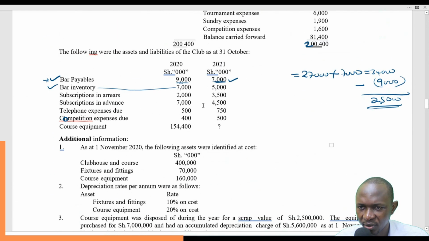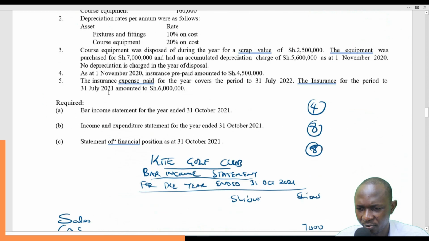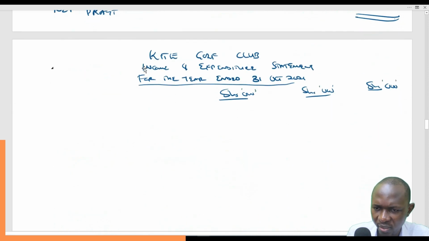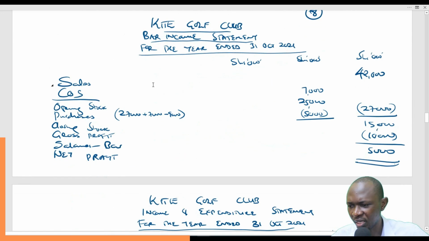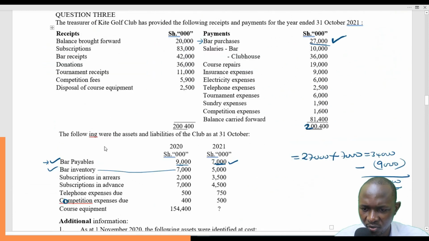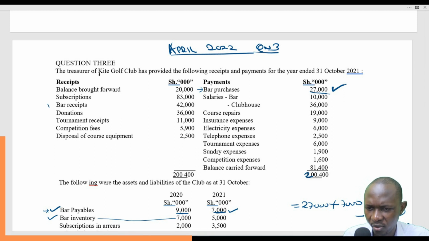So we'll start with the incomes, and the first income we have here is, of course, the bar income. How much is that? Bar income was 5,000. So we just put it in the outermost column. Bar income 5,000. I'm getting this from what we have already worked out. Then of course the incomes will come from the receipt side. Then we have subscription 83,000.